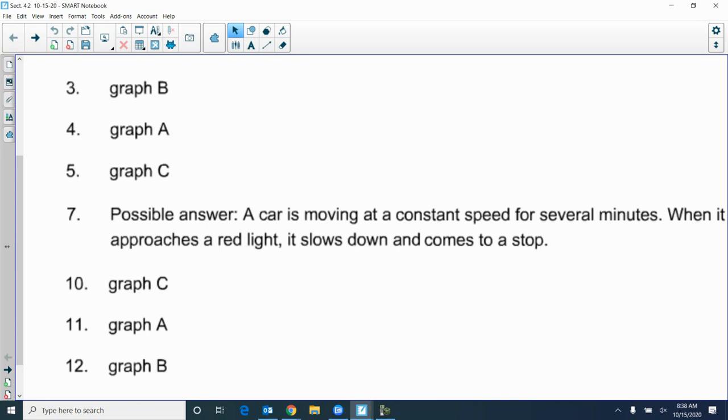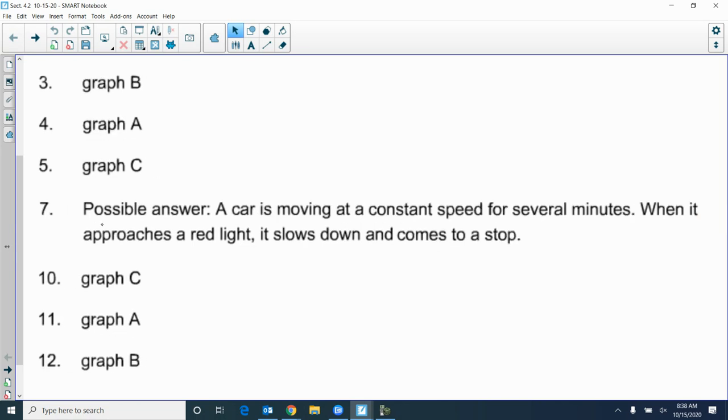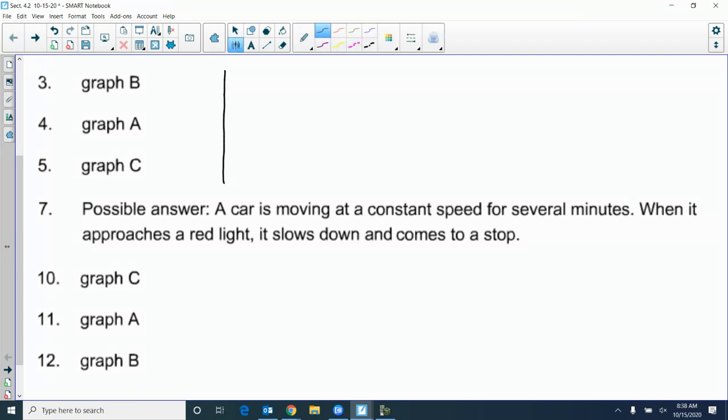A car is moving at a constant speed for several minutes. When it approaches a red light, it slows down and comes to a stop. So not even knowing what that looks like, let me think here. Cars moving at a constant speed would be like this, and then slowing down to a stop would be this. Okay, so this is speed, and this is time. Okay, so I'm assuming that's what that graph looked like when you were on your homework.